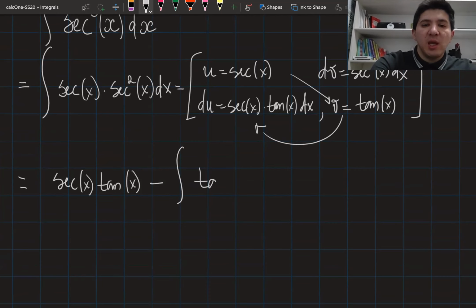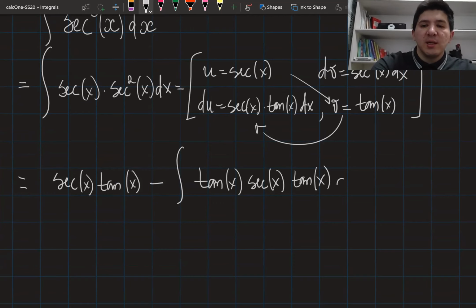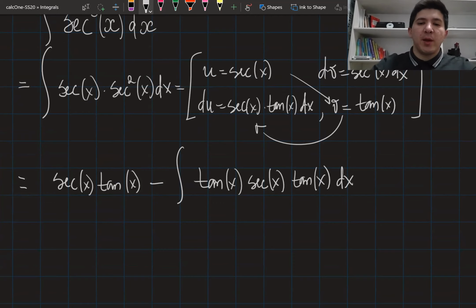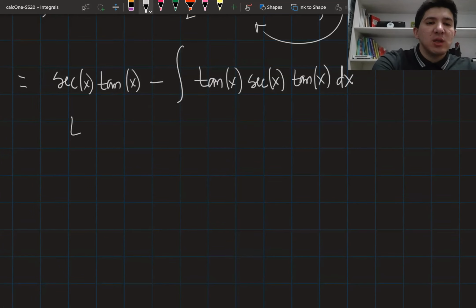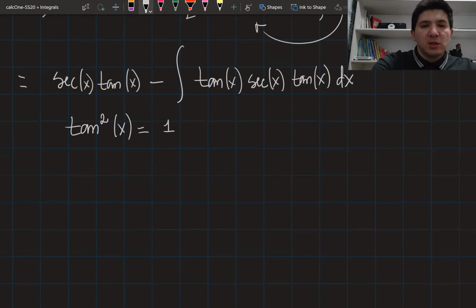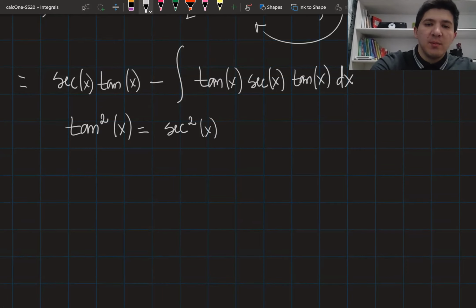In this case, it's going to be tangent of x multiplied to the secant of x multiplied to the tangent of x dx. Okay, so here you might see that I'm going to have the tangent in the square, right? So we can write down actually tangent in the square in terms of the secant. The tangent in the square is equal to secant in the square of x minus 1, right?